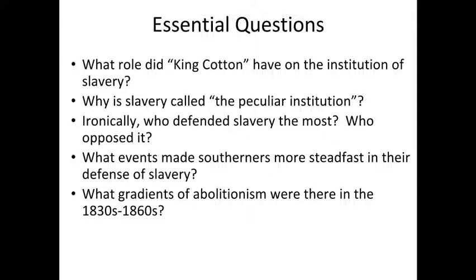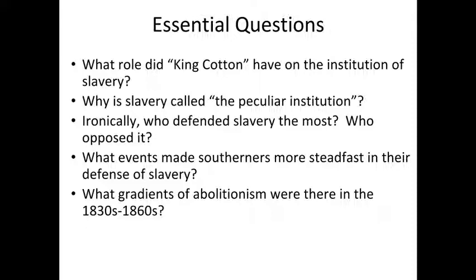So how important was cotton in growing the economy of the South? And how did it keep slavery continuing to expand throughout the South in the United States? The second question is, why is slavery called the peculiar institution? Third question, ironically, who defended slavery the most and who opposed it? Fourth question, what events made Southerners more steadfast in their defense of slavery?